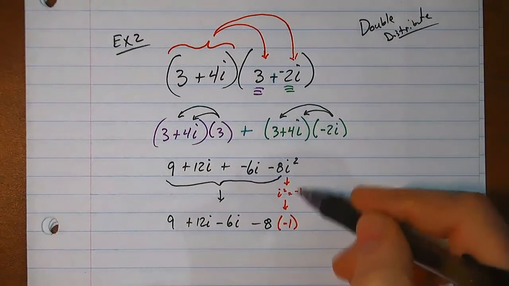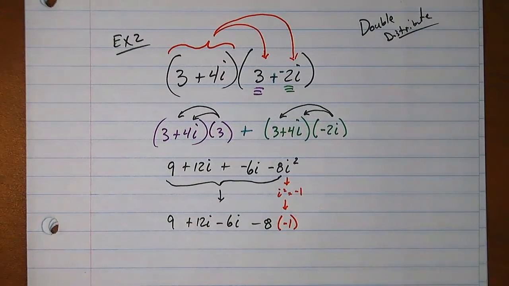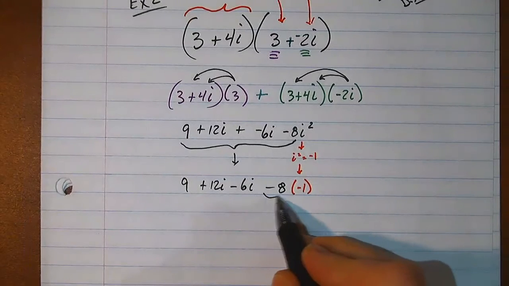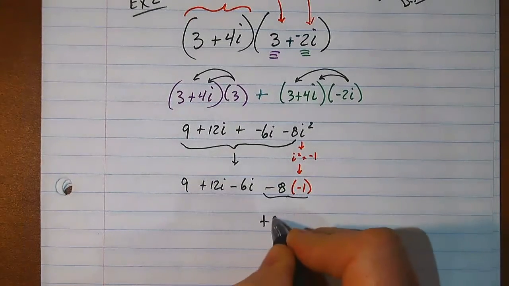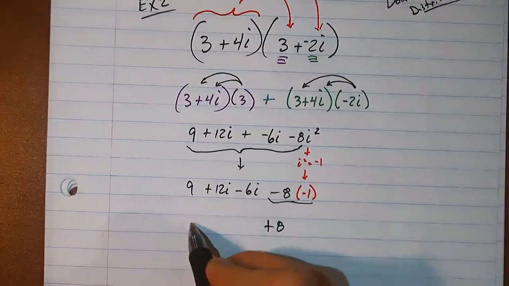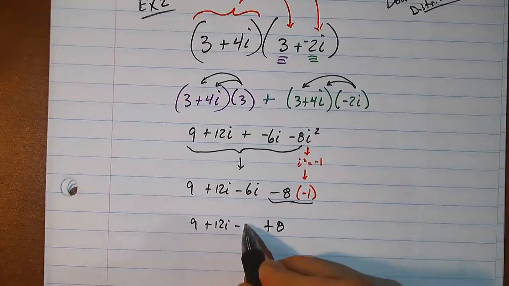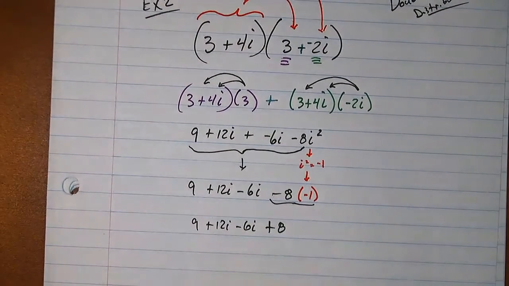The only thing I've changed is I've made the i squared into negative 1. So now these two things can multiply together. Negative 8 times negative 1 becomes a positive 8, but all the rest of this stays the same. 9 plus 12i minus 6i plus 8.